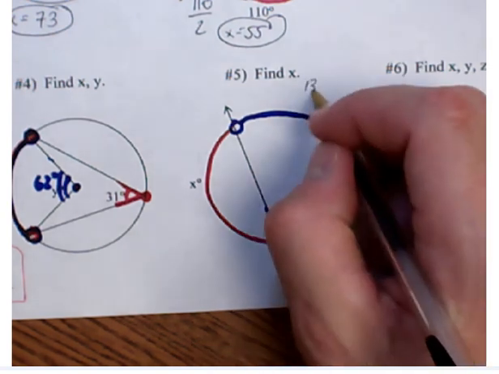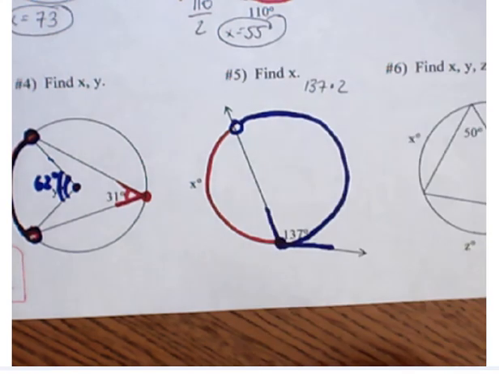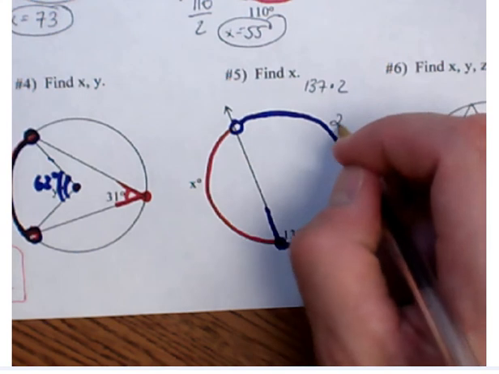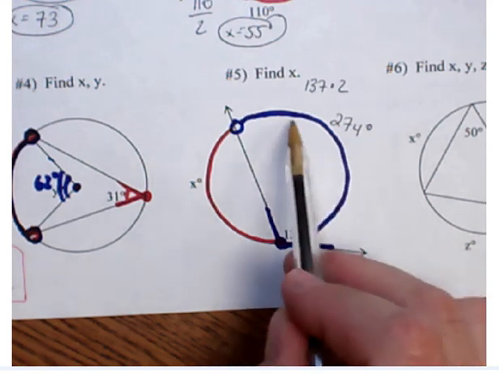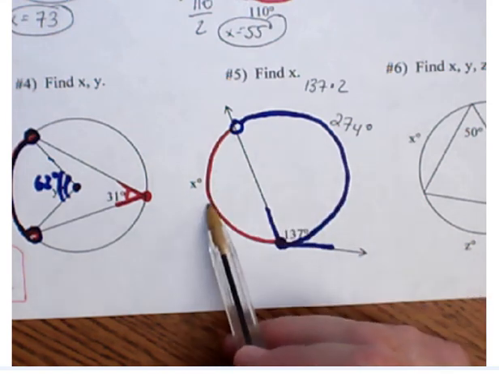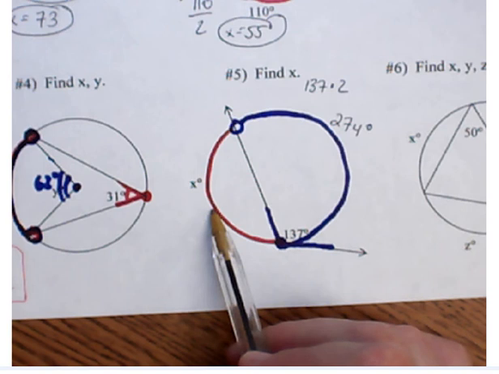So if you know the angle, we're going to work backwards. Let's take 137 and we're going to double it, times 2. Now that gives us 274 degrees. That's the arc measure. That's not the answer though. What do they ask for? They say find x.